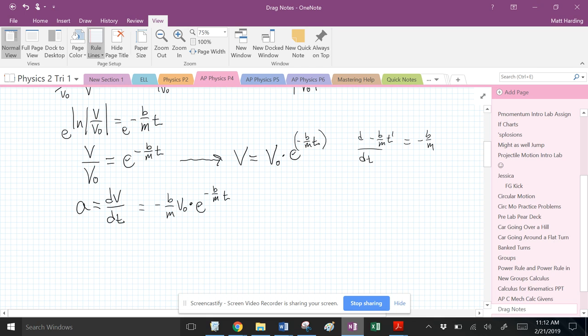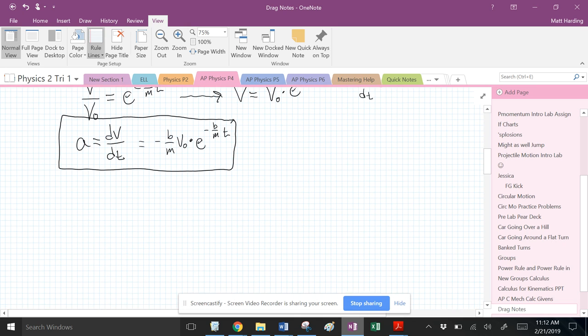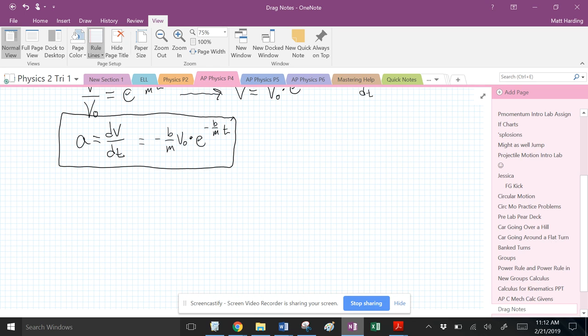Okay, at time 0, the exponential term becomes effectively 1, and so the acceleration initially is negative b over m times v naught. That was what we had up above, so we're good there. And then the one you really will never expect to see on the exam would be to find the displacement there.